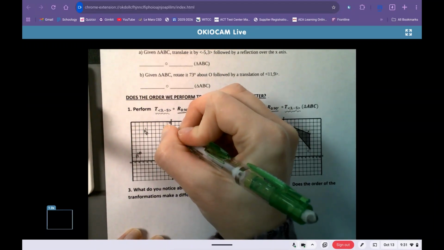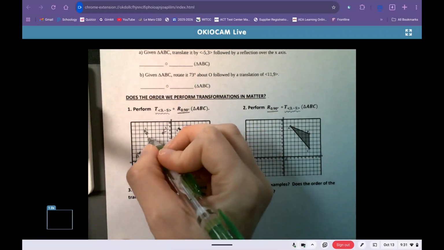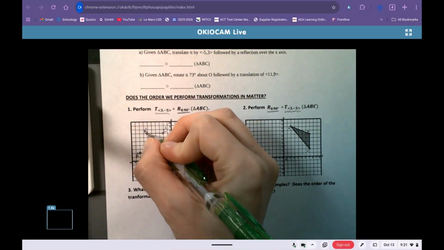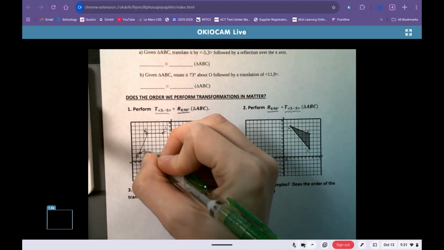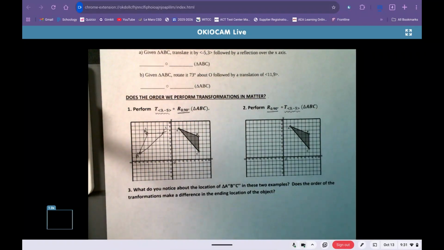Make sure you guys are labeling your pictures. We talked about that last week when we went over your quiz. You want to make sure that you label A prime, B prime, C prime. I want to see those things. Okay, so there's my rotation.